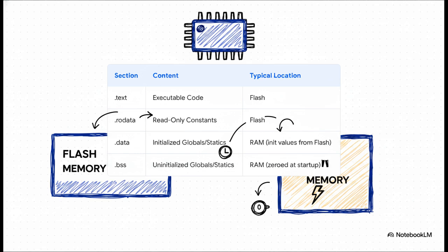Now look at .data and .bss. These are for your global and static variables, and they both live in RAM. The difference? .data is for variables that have an initial value, which actually gets copied from flash at startup. .bss is for uninitialized variables, which just get wiped to 0 in RAM when the device powers on.